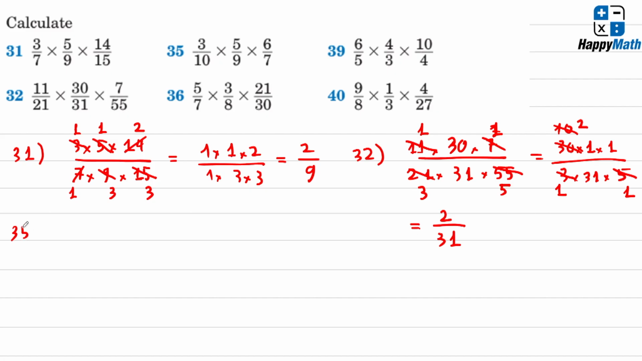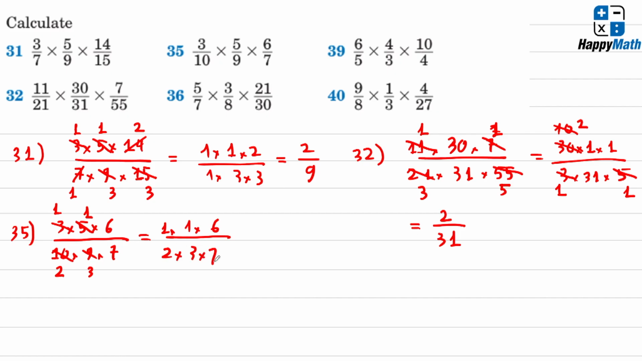Question 35, you got 3 times 5 times 6 over 10 times 9 times 7. Okay, so how can you simplify all of them? 3 and 9 can divide by 3, here is 3 and here is 1. 5 and 10 can divide by 5, so here is 1, here is 2. So after that you can see in the numerator you got 1, 6 and 2, 3, 7 in here.